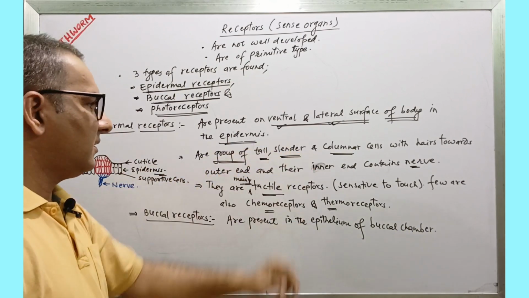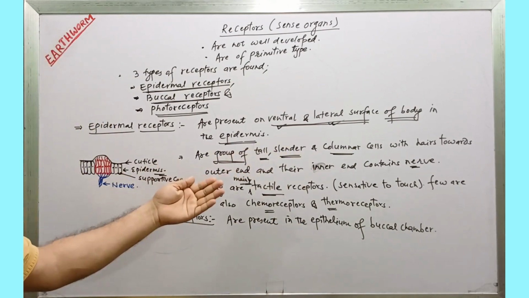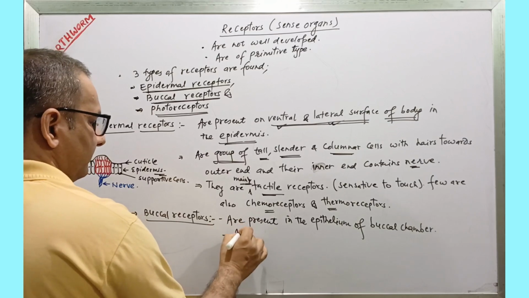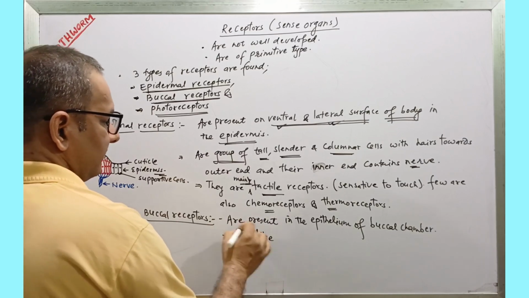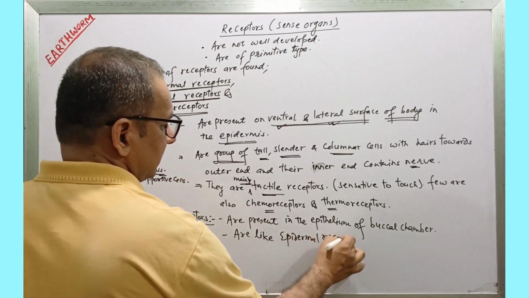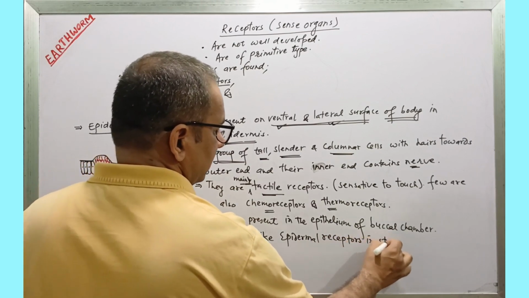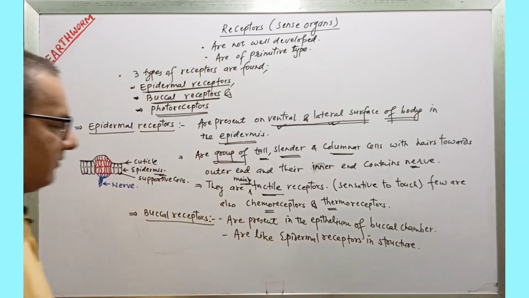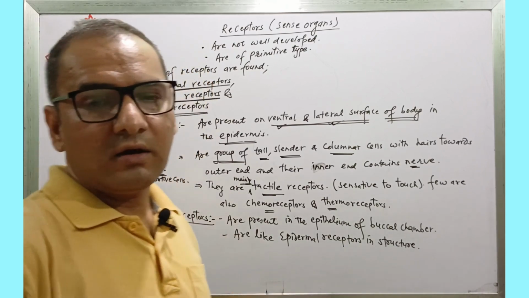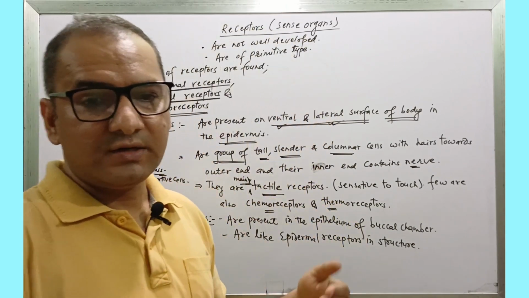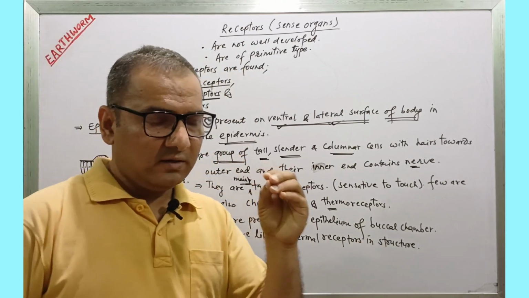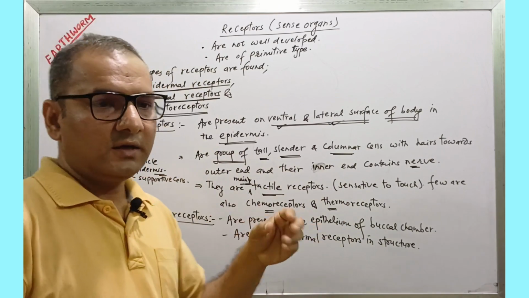They are tall, slender, columnar cells with hair towards the outer side, and the inner end remains connected with the nerves. They are like epidermal receptors in structure. However, the buccal receptors are gustatoreceptors and olfactoreceptors. Gustatory means they detect the taste and olfactory means they detect the smell.